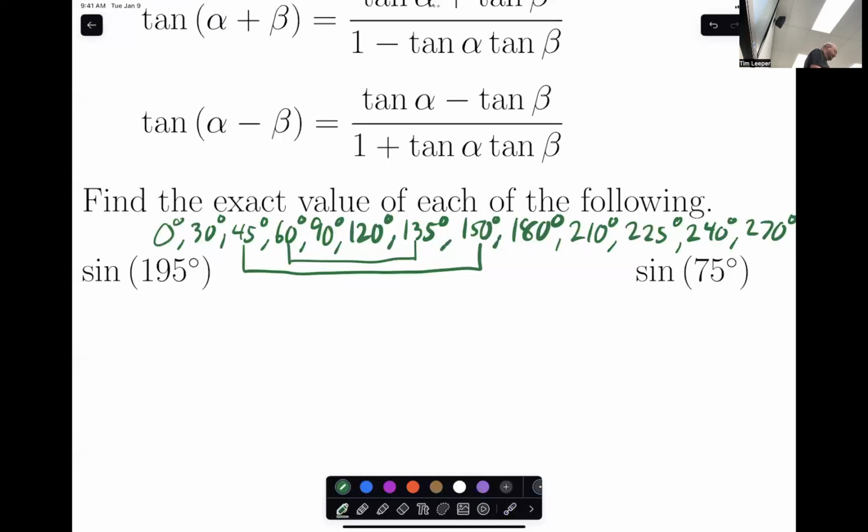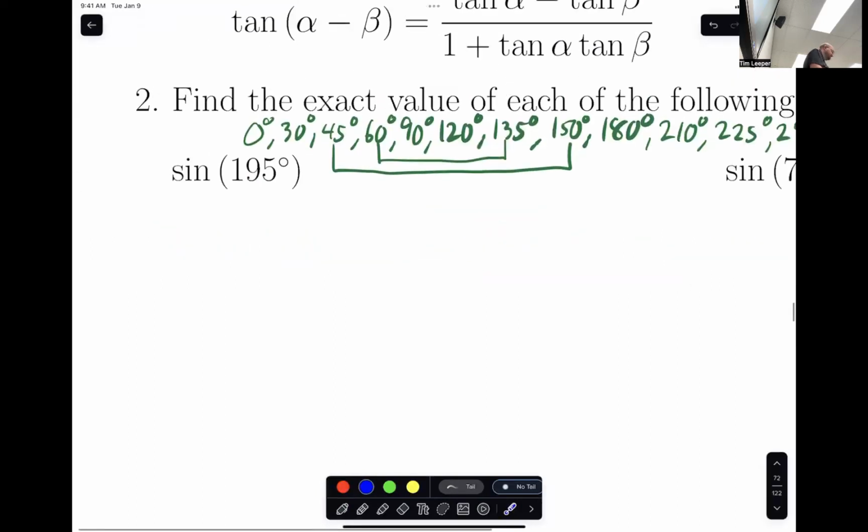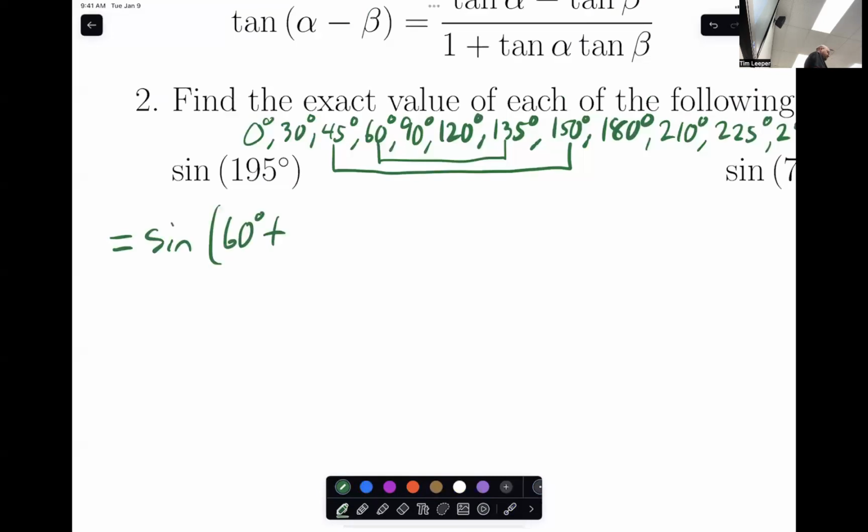Again, I could have subtracted 225 and 30. That would have been fine as well. Maybe subtracting 240 and 45. That would have worked as well. So here, I'm just going to use the sine of a sum formula. I'm going to use the 60 and 135 because that's what y'all came up with. So this is the same thing as saying this is the sine of 60 degrees plus 135 degrees.